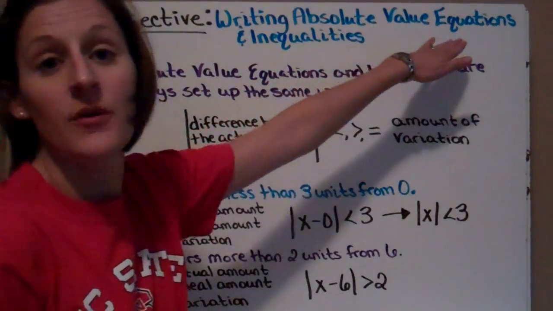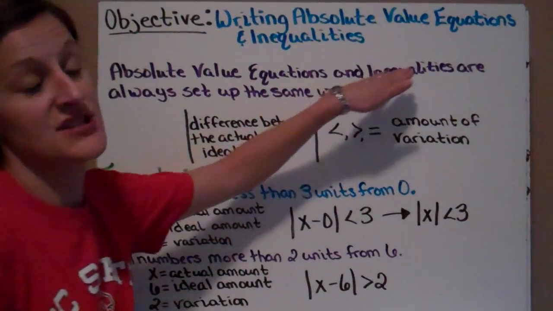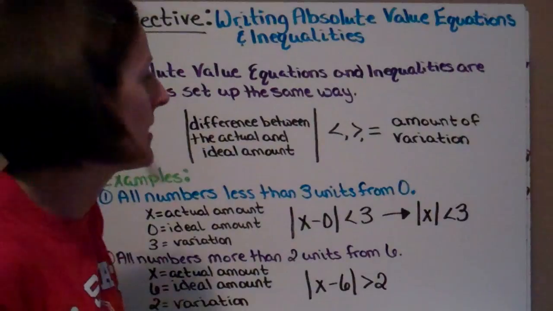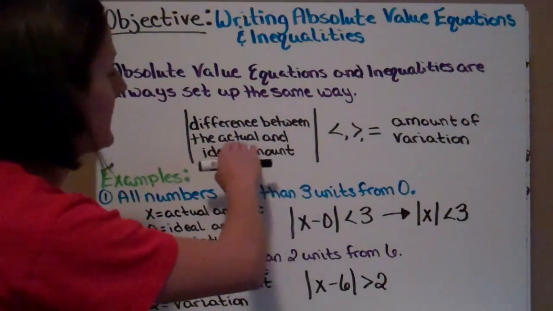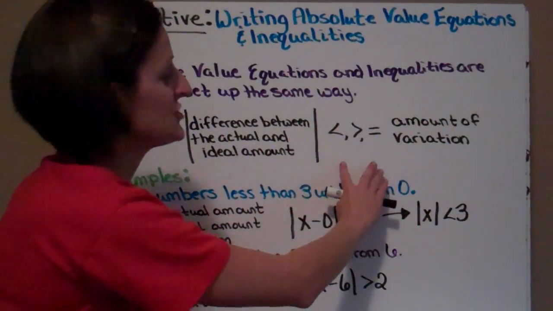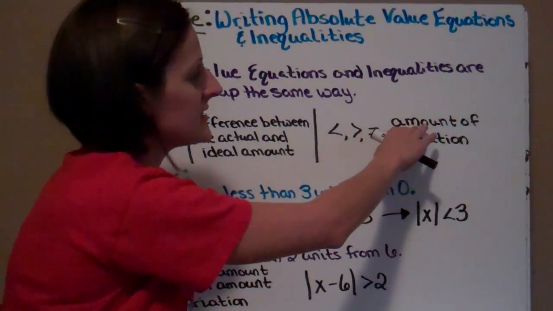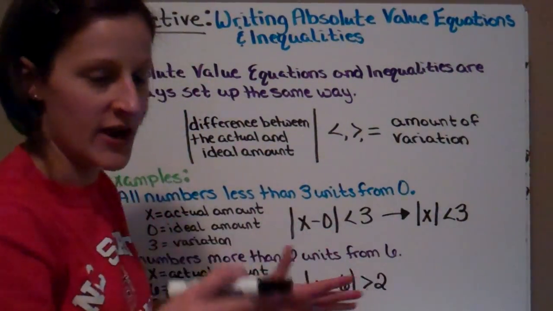Writing absolute value equations and inequalities. Okay, absolute value equations and inequalities are going to be set up exactly the same way each and every time. In between your absolute value bars, you're going to have the difference between the actual amount and the ideal amount. Then you're going to have your sign, less than, greater than, or equal to. And then you're going to have it equal that to the amount of your variation, what you can vary.